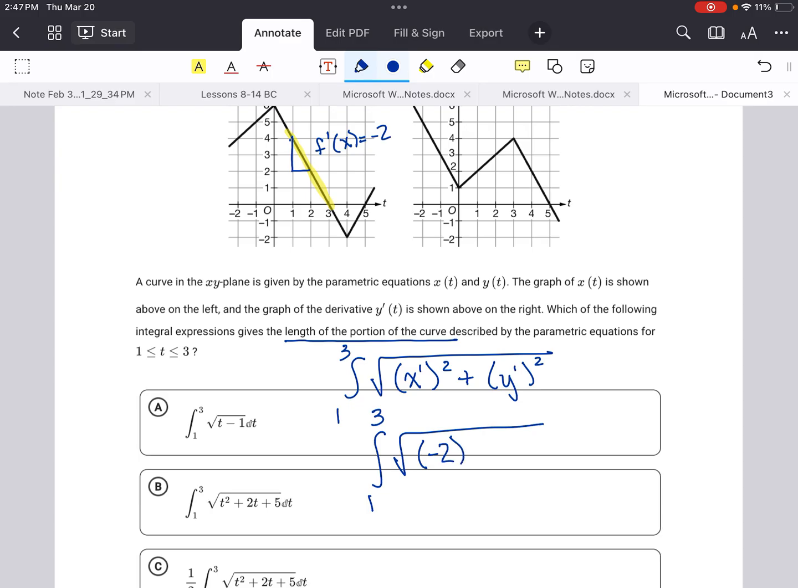They gave me the graph. They asked me the derivative. Derivative is slope. I can look at it and calculate the slope. This one is a little bit, I don't know, for me, it was a little bit trickier. Maybe not for you guys.